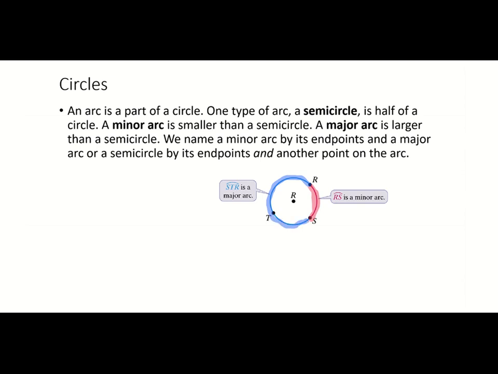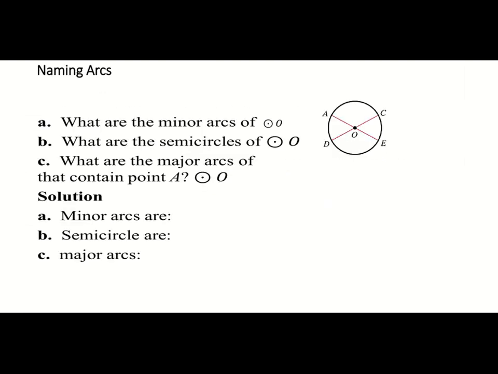When we name minor arcs, you just name it by the two endpoints on the circle, so arc RS. When you name a major arc, to show that it's a major arc, you are going to use the two endpoints and at least another point within the arc. It could be multiple points. Sometimes you'll see arcs named with 5 points, but if it's a major arc, you have to use at least 3 points.